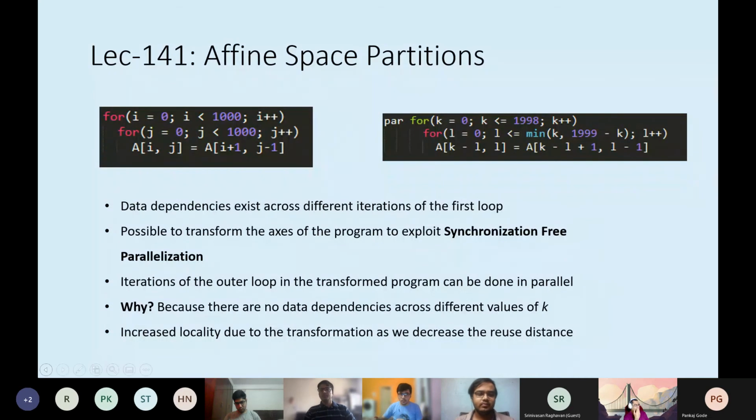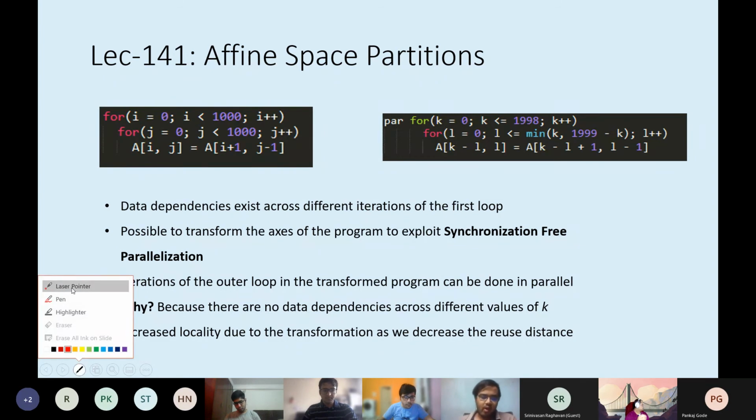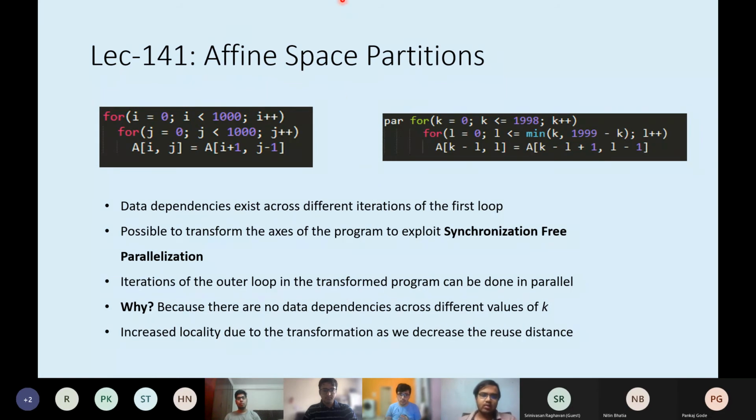Lecture 141 was about affine space partition. We saw this example in lecture module 140, where we were given the program on the left hand side. We transformed this program. The left hand side program was not embarrassingly parallel from the start, but when we drew the iteration space and marked all the dependencies, we found that there are dependency chains that are independent of each other. So that's why we were able to transform it to the program on the right hand side.